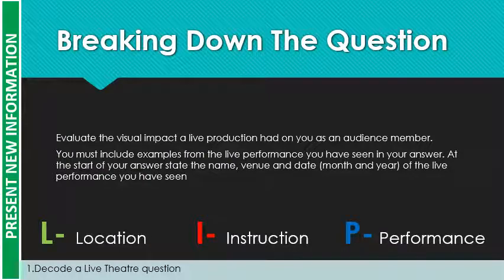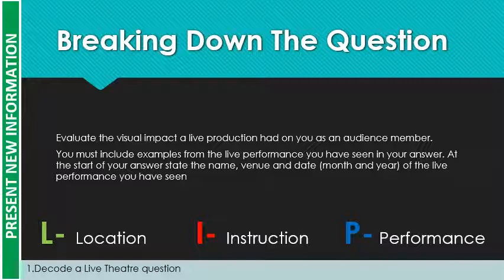So breaking down the question then. This is an example question. This is not the question that you are going to be answering today. I'm going to read the question first of all, and as I go, if you can make a mental note of where you think the location is, what part of the play does the question want you to talk about, the instruction, what are the things you have to do, and what are the performative elements? So, evaluate the visual impact a live production had on you as an audience member. You must include examples from the live performance you have seen in your answer.